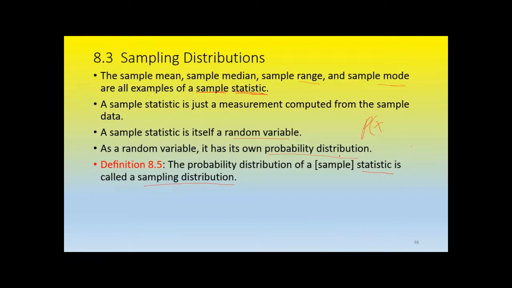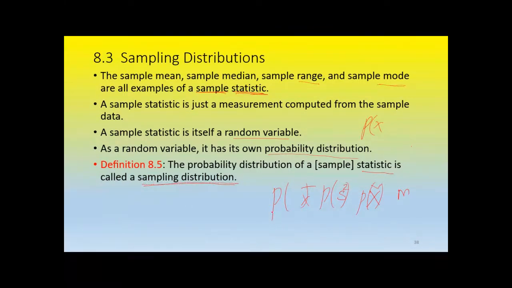So if you find sample mean, sample variance s square, sample median, mode, they are called sample statistics. So when you find the probability of them, you call it a sampling distribution, right?